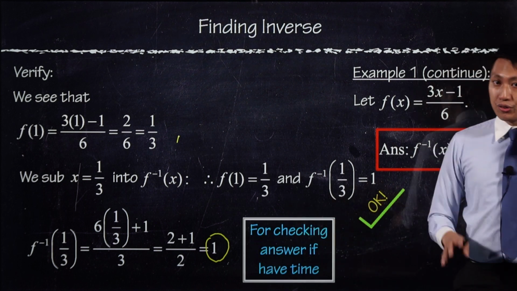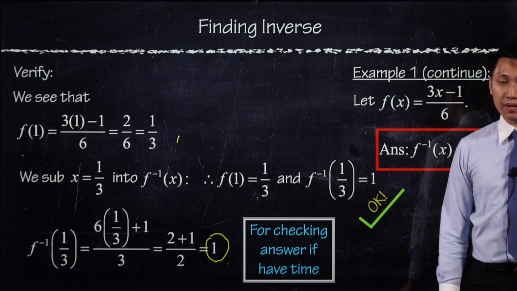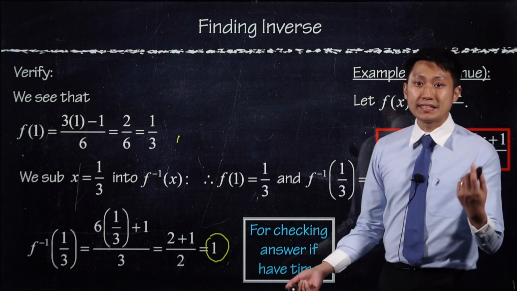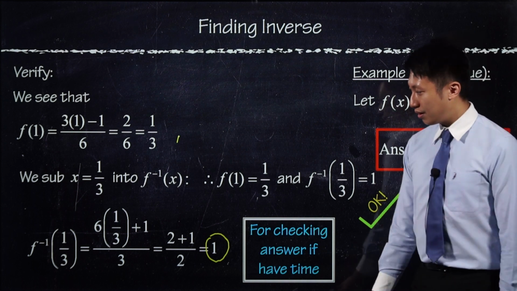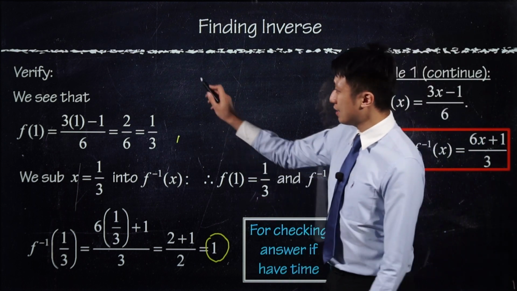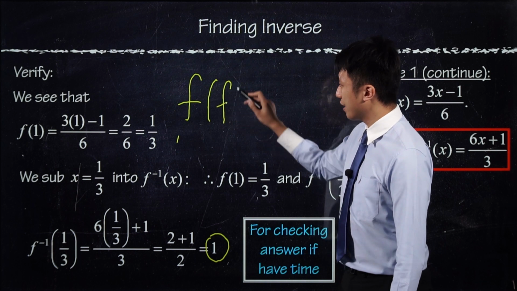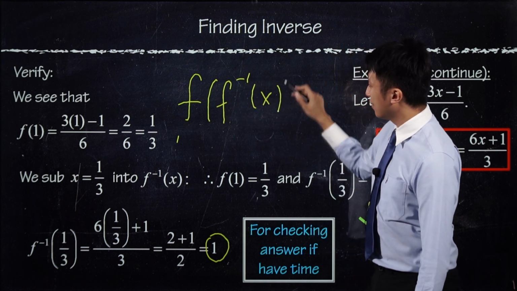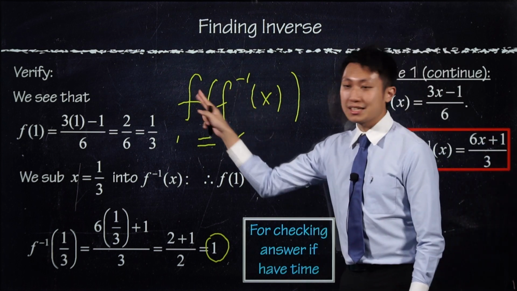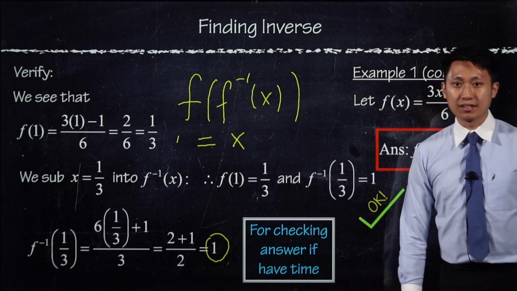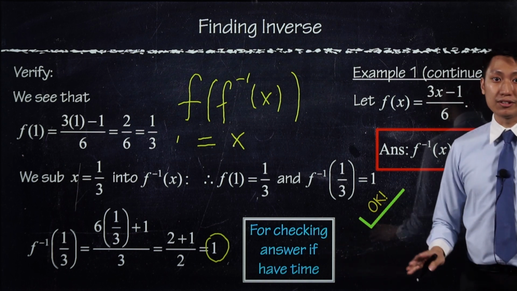This is only for you to check your answer in your exam if you have time. Let's say you are checking for f(x) and f inverse of x, what do you need to do? You just do something like this. F of f inverse of x must give you x. Or the other way around, you do this side also can. Both ways work. If you have time, then you check your answer.